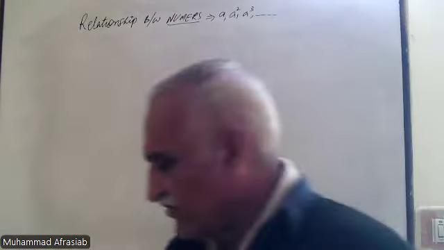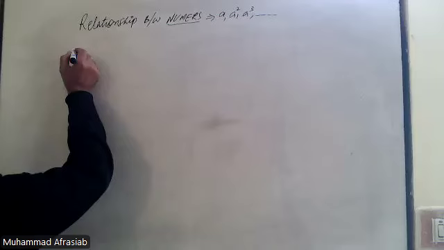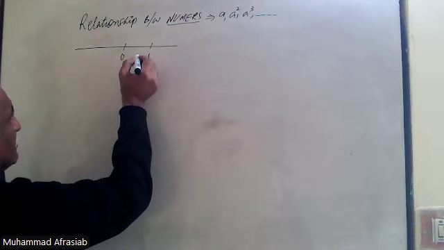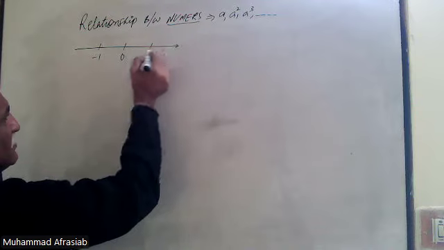We are defining now the relationship between the numbers a, a square, and a cube, with the reciprocals of these also. Let's say we define the things like this on the number line system. Let's say this is the number line. Here it is 0, here it is 1, and here it is -1. So this is the number line system.